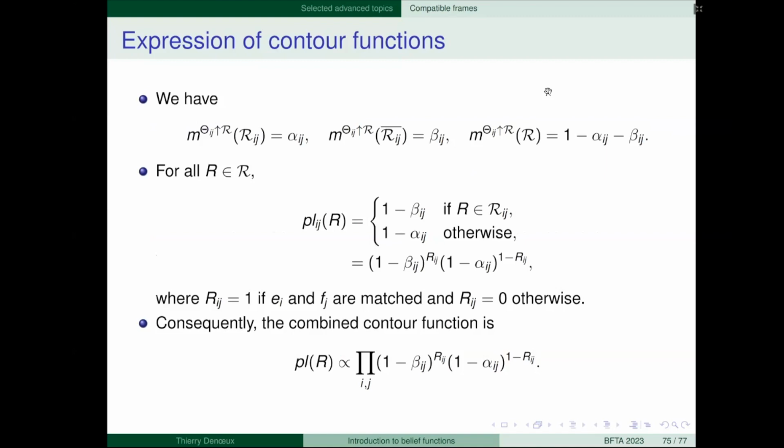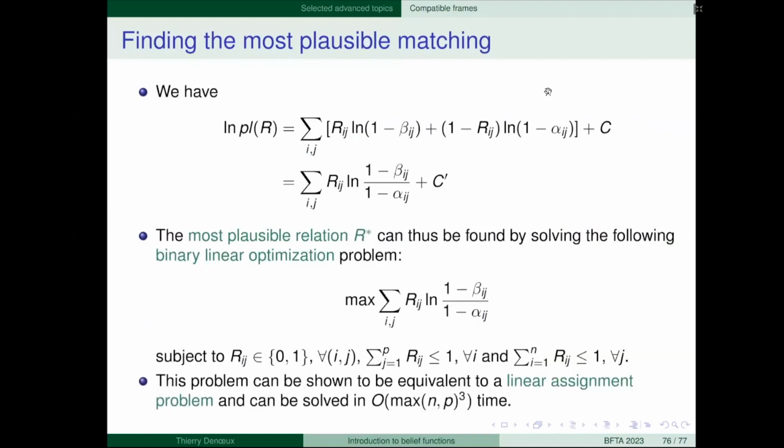And so the combined mass function is obtained up to some proportionality constant by multiplying these contour functions. So now you can get the plausibility of any matching relation by this expression. Here the product is over all the pairs of objects. You can take the log and rearrange the terms, and you see that this function is linear in the Rij.